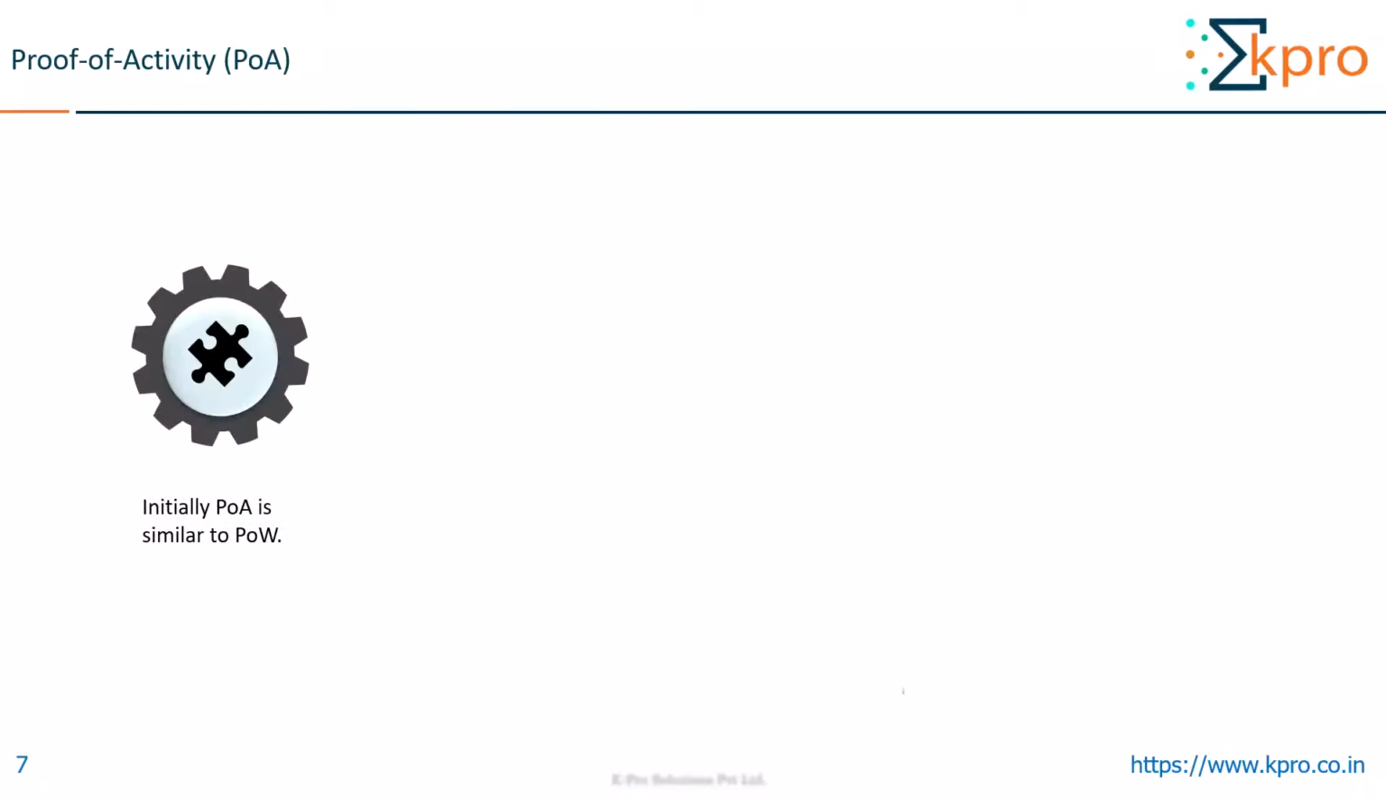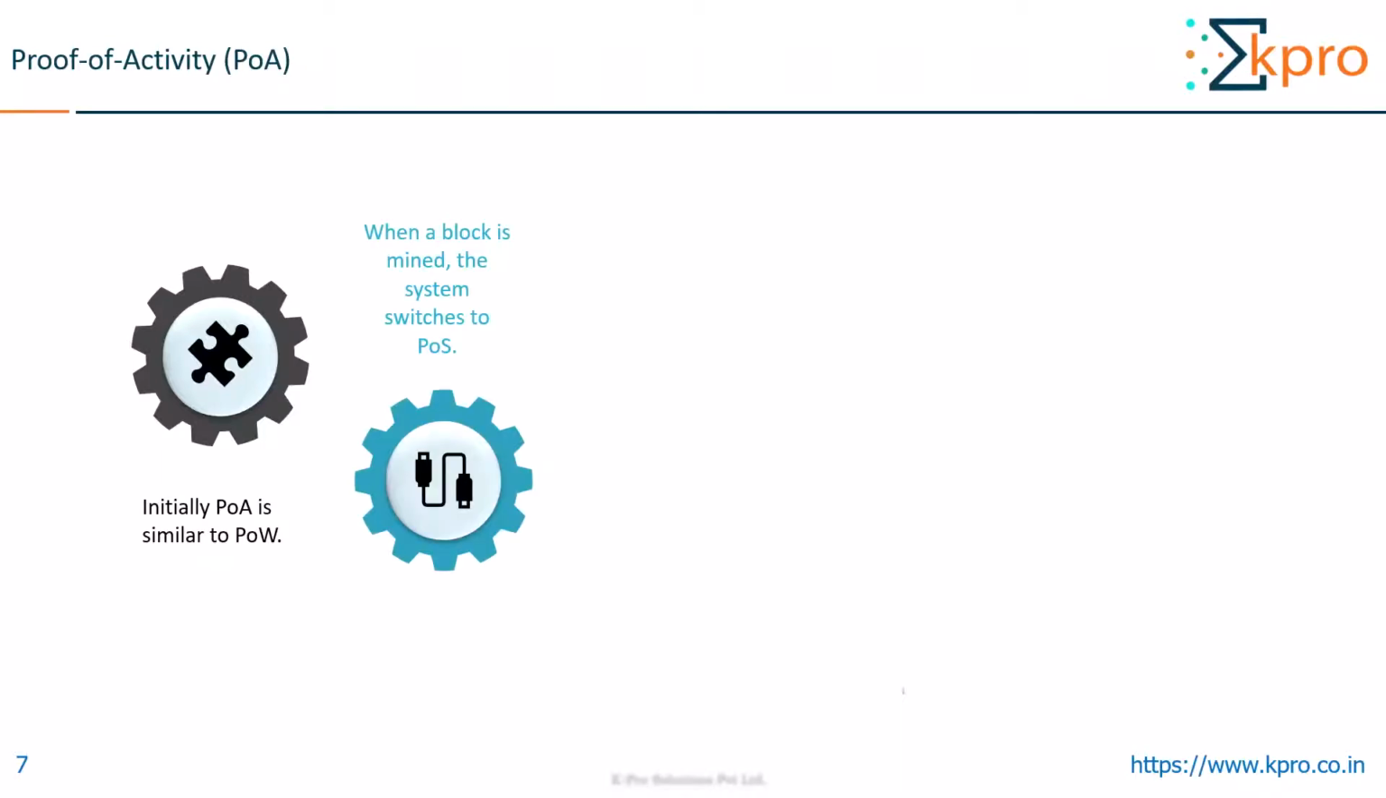Next, let us have a look at the proof of activity consensus mechanism. In proof of activity, the mining process starts as a standard proof of work process, with various miners trying to compete using high computation power to mine a new block. But when a new block is mined, the system switches to proof of stake, with the block containing only a header and the miner's reward address.